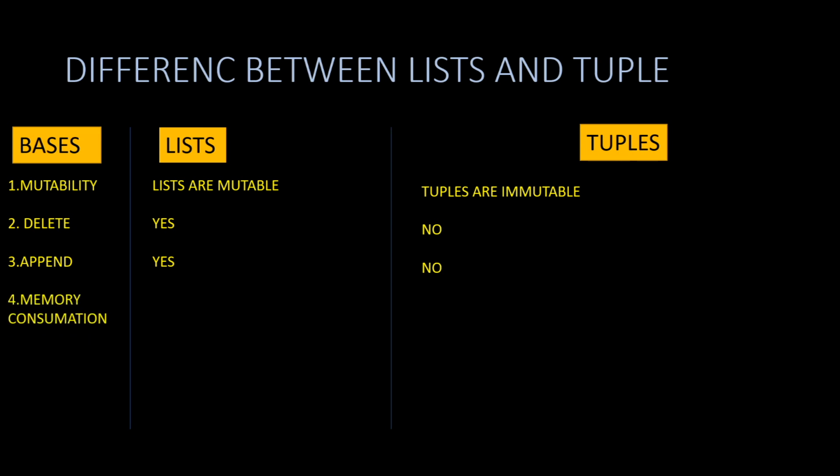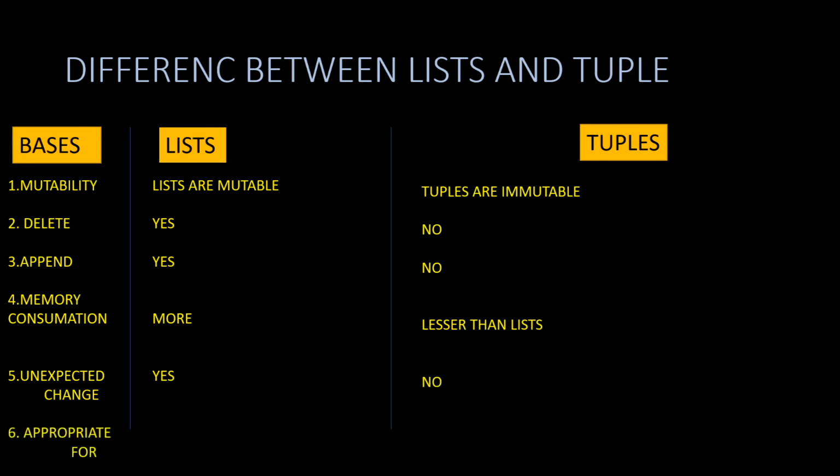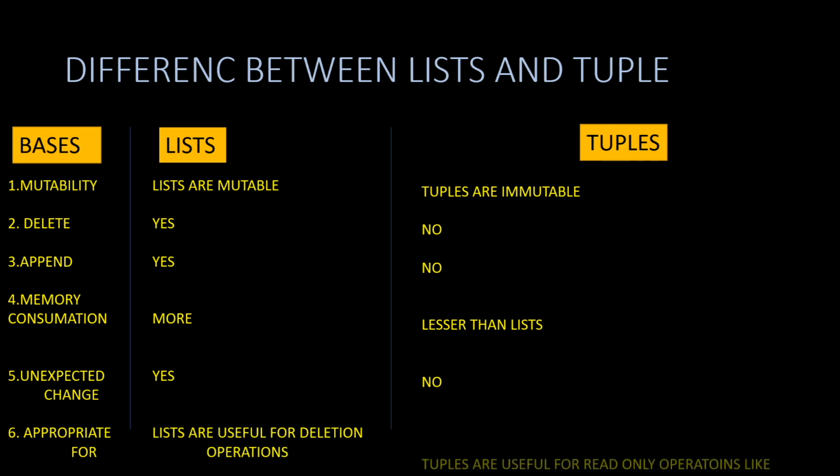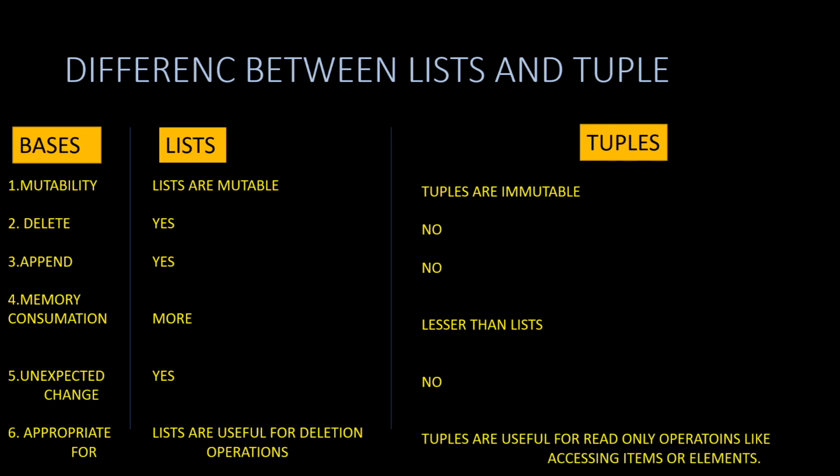Our fourth is memory consumption. Of course, lists consume more memory, and tuples consume less than lists. Our fifth is unexpected change. Can we update the items in a list? Yes, we can, but we cannot in tuples. Our last is appropriate for. So why do we use a list? A list is used for operations like deletion and unexpected change, but tuples are useful for read only operations, like accessing items or elements only.